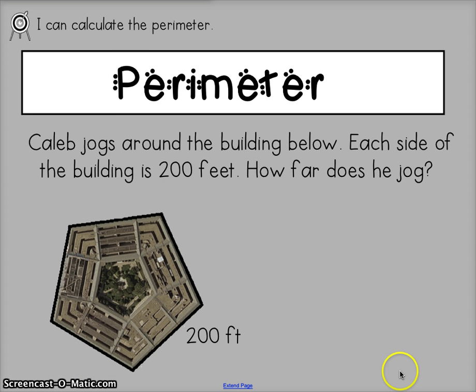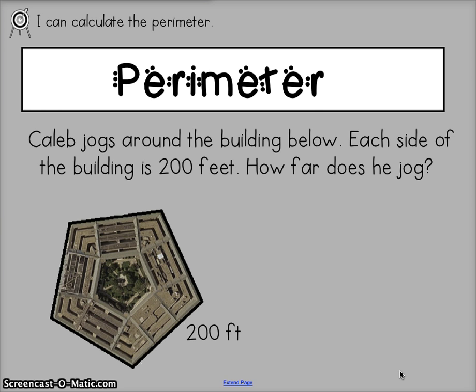Let's take a look at this. Caleb jogs around the building below. Each side of the building is 200 feet. How far does he jog? Oh, when I look at this shape, it says each side is 200 feet.